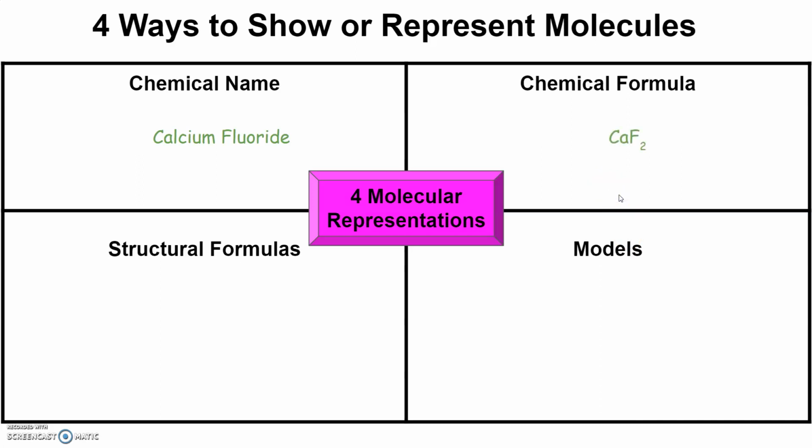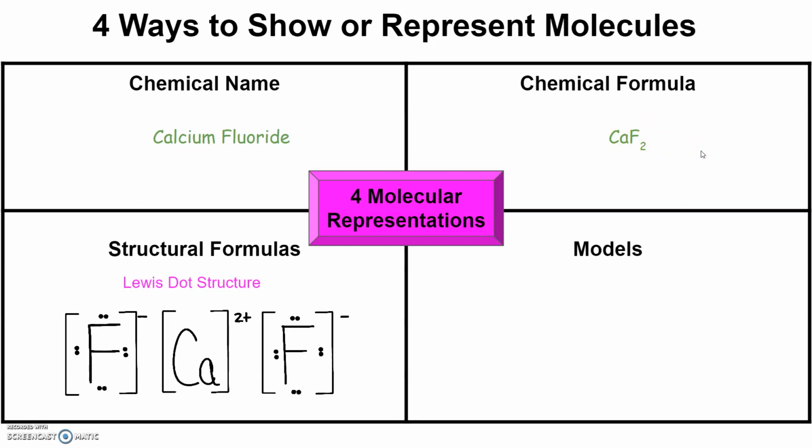The next way to depict or represent a molecule is through the chemical formula. So CaF2 is the chemical formula, and there's a lot of information you get from this chemical formula. One, you can tell what type of atoms it's made of. So here we know it's made of metals and nonmetals. And it also shows you the ratio of atoms. So we know that this compound is made up of 1 calcium and 2 fluorines.